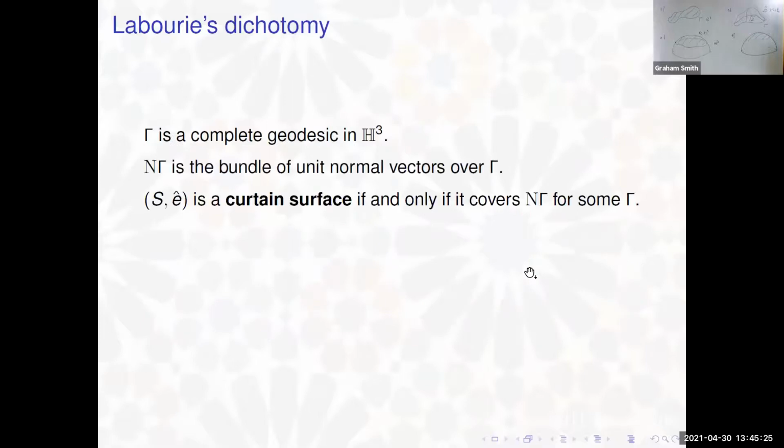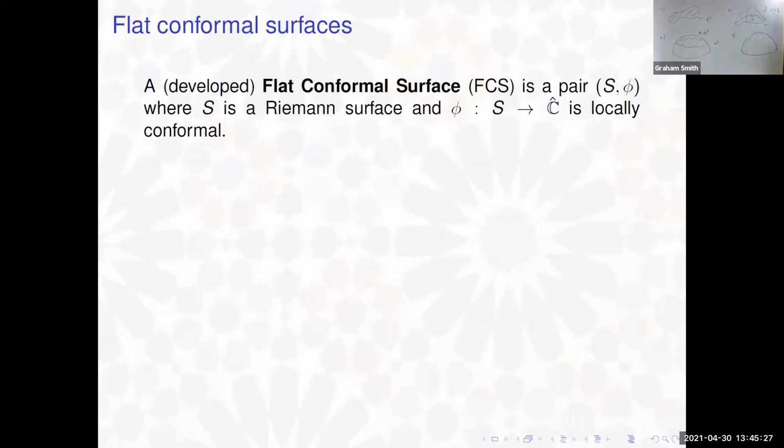This is what we're aiming to do from now on. How do we do this? We now use the theory of flat conformal structures, flat conformal surfaces. In particular, we're going to use an object known as the Kulkarni-Pinkall metric.